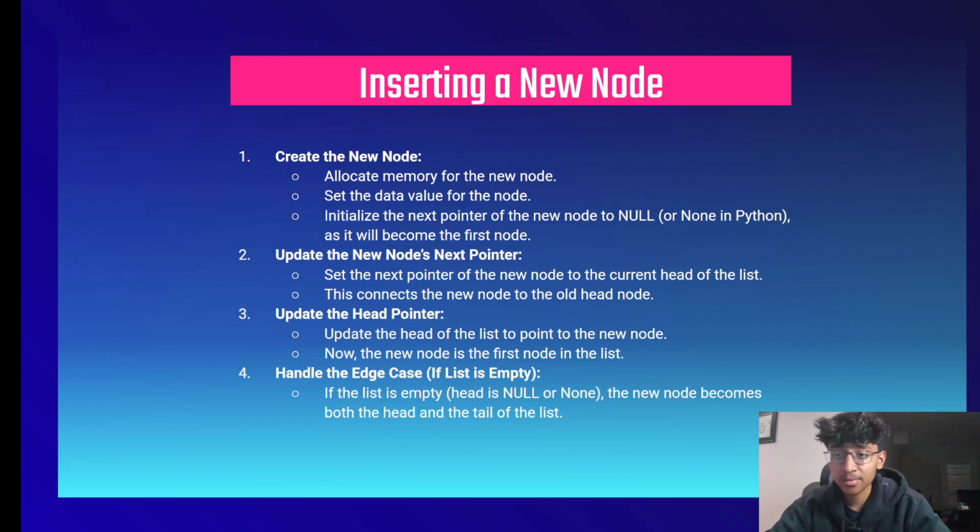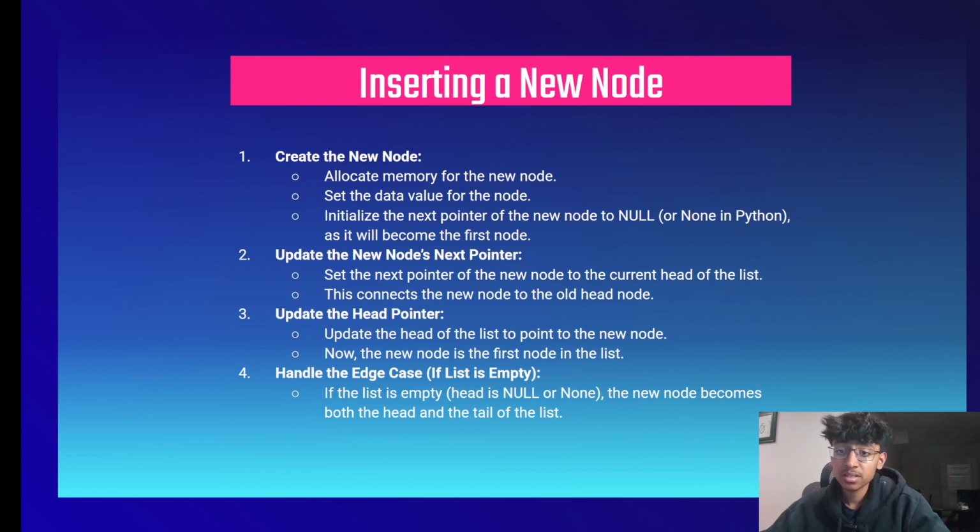In contrast to arrays, linked list insertion does not require shifting elements, which makes it efficient, particularly for large datasets. Time complexity varies. It is O(1) for inserting at the head, and O(n) for inserting at an arbitrary position, or at the end.